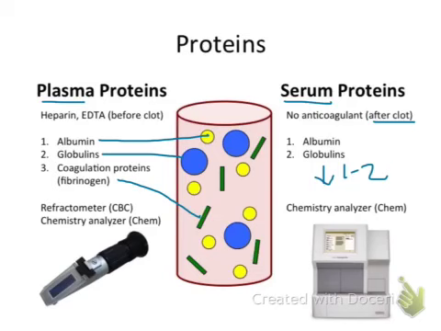The total protein concentration can be measured by refractometry using a refractometer, and that's what's reported on the CBC, or by a chemistry analyzer, which is reported on a serum or plasma chemistry report. Of the two methods, the chemical method is the most accurate since the refractometer measurement can be artifactually increased by some interference such as lipemia.